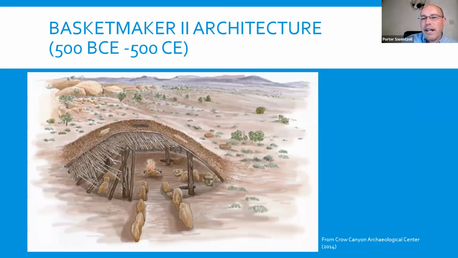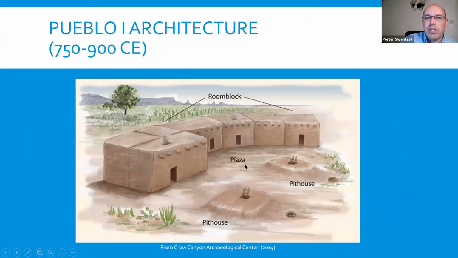So, but also with that adoption of agriculture, really starting to get going around 500 CE, so about 1500 years ago, the architecture in the area, the ancestral Puebloan architecture, was centered on pit houses that slowly became more and more substantial over time.